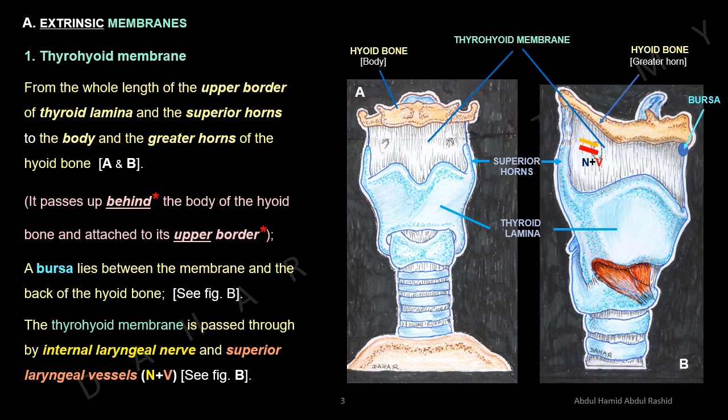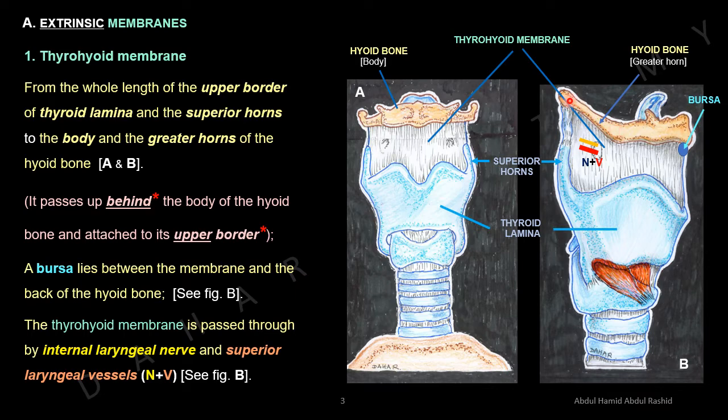A, extrinsic membranes. Let's see two diagrams here. This is an anterior view of the larynx and the hyoid bone. You can see two thyroid laminae here. This is the upper border of the thyroid cartilage and this is the superior horn of the thyroid cartilage. When you look from the right side, this is the upper border and this is the superior horn. This is the body of the hyoid bone and the greater horns of the hyoid bone.